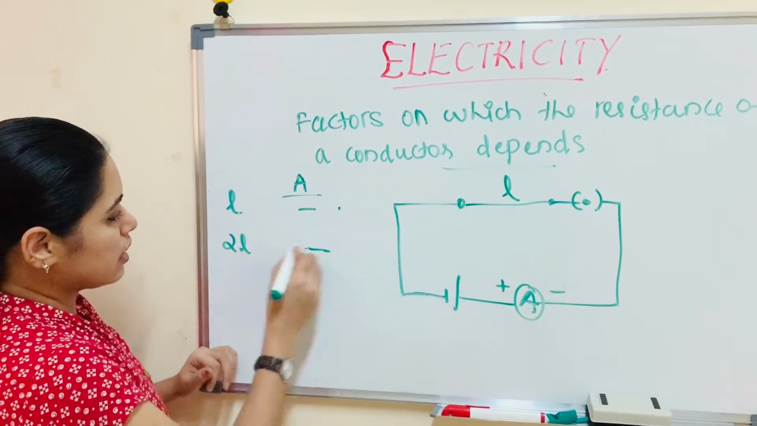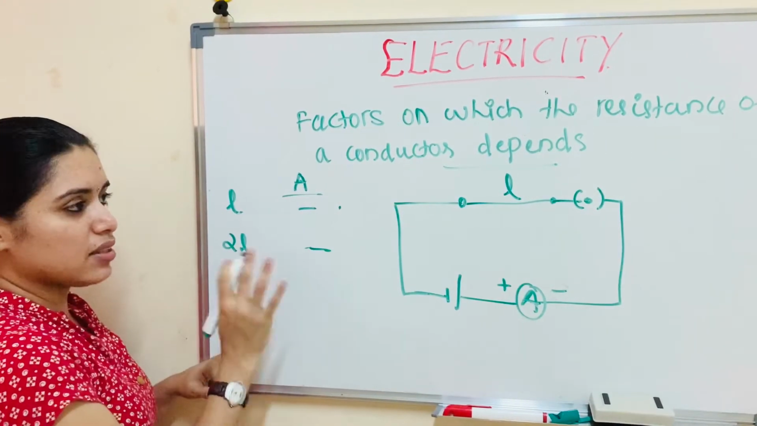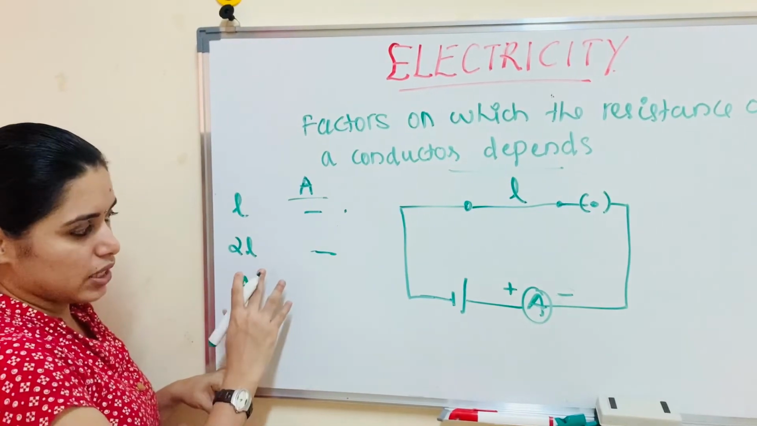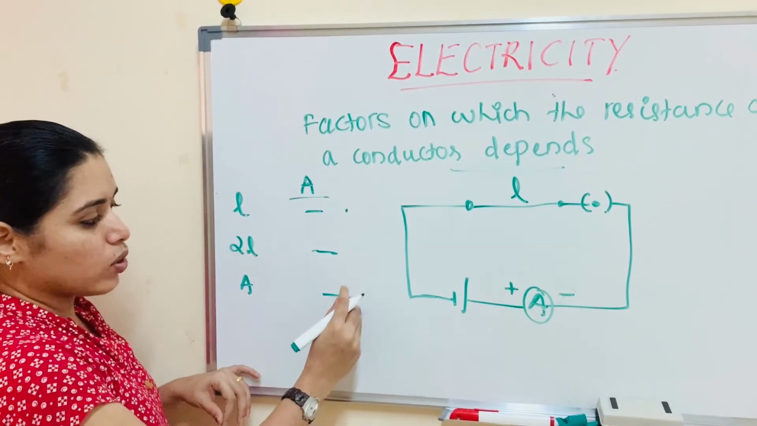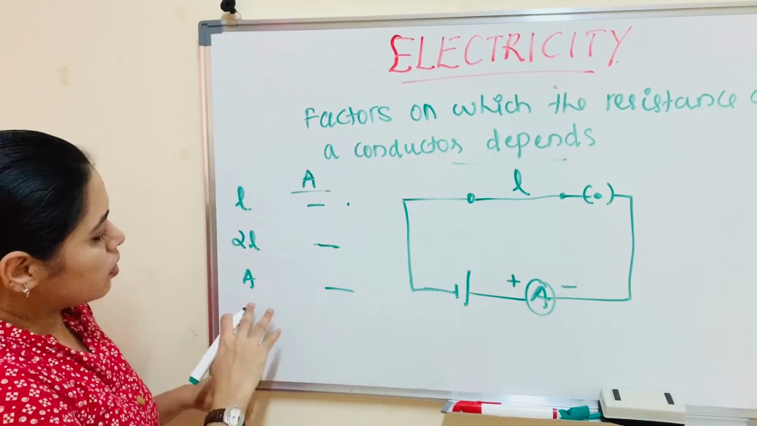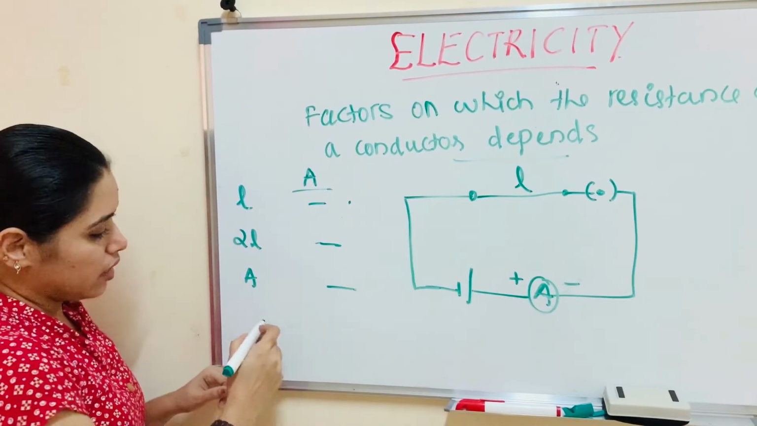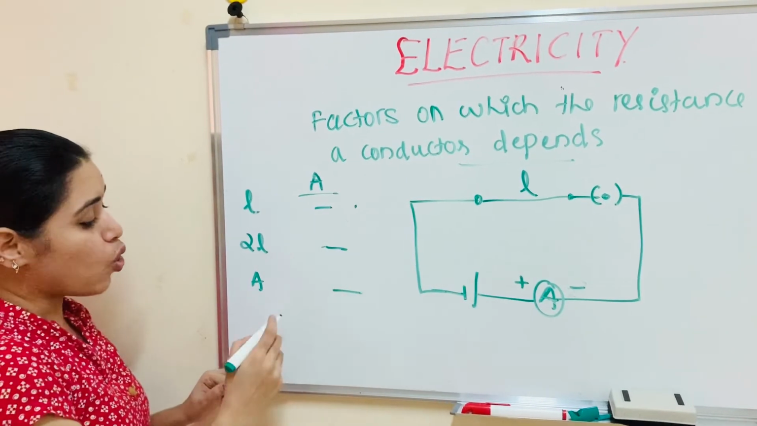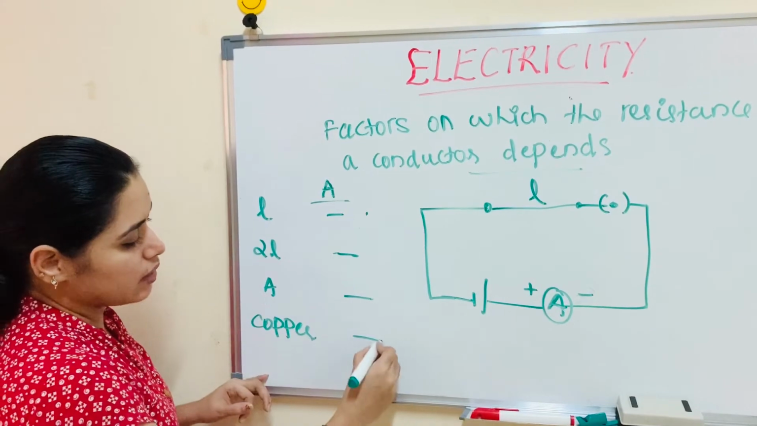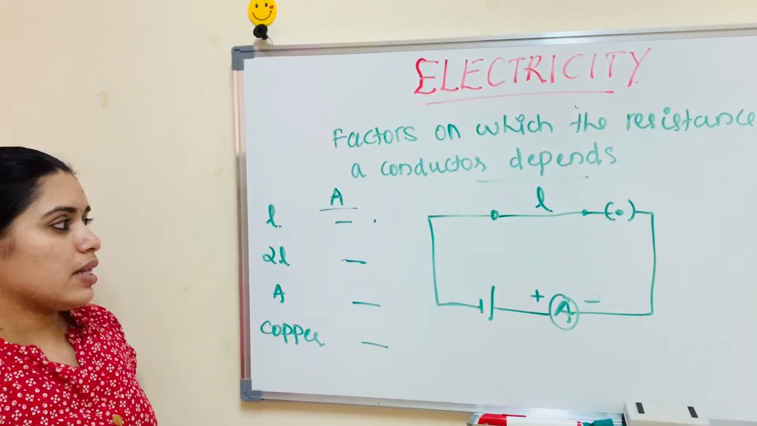Now we are replacing this wire with another nichrome wire having the same length L, but the thickness is increased. That is, the area of cross section is changing. Then again we are noting the ammeter reading. This time the ammeter reading got increased. And finally we are replacing this nichrome wire by another wire, a same length copper wire. Replacing the nichrome wire by a copper wire, then again noting the ammeter reading. Here also the reading gets changed.